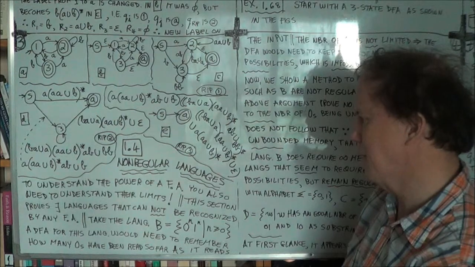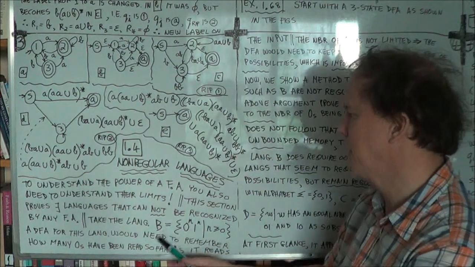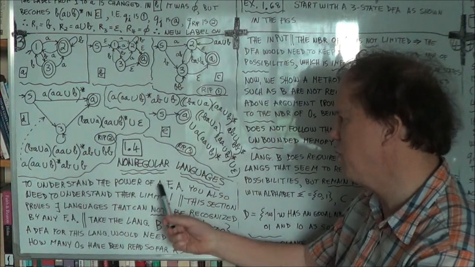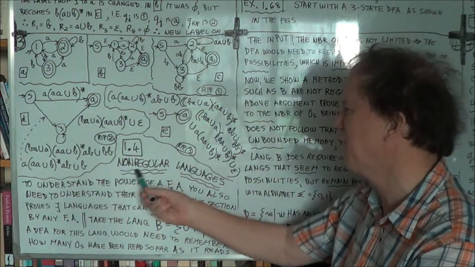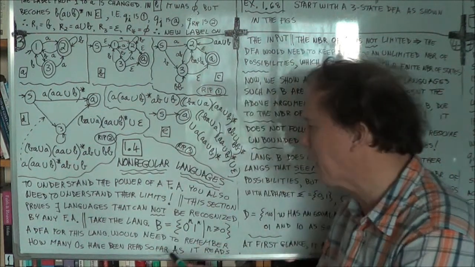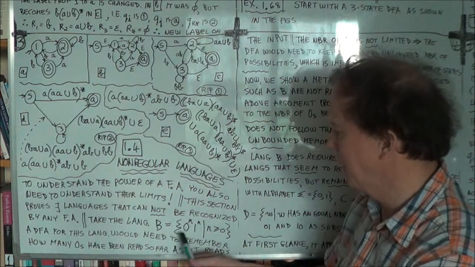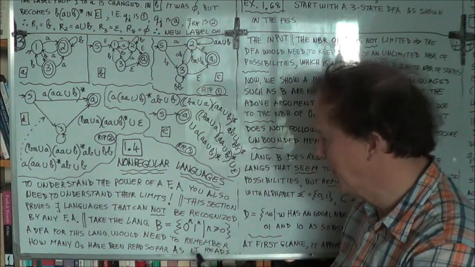Well, let's do an example. Just throw out a simple example for you. We've been using the capital letter A for languages. To make a contrast of a non-regular language, use a different letter, call it B. So B is a language, and it's a set of strings. That's what a language is.